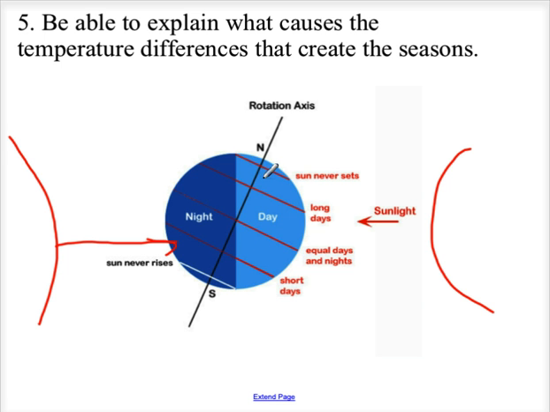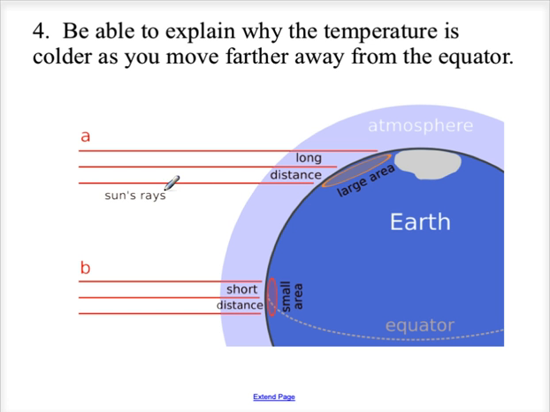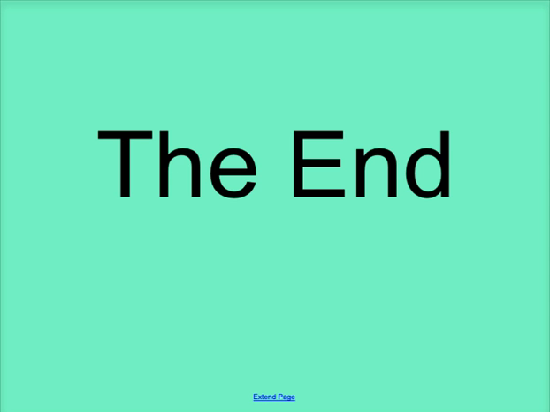So the seasons are caused by the tilt of the Earth. The reason why it's getting cooler as you move from the equator up is because of the curvature of the Earth. So that does complete the first review video.